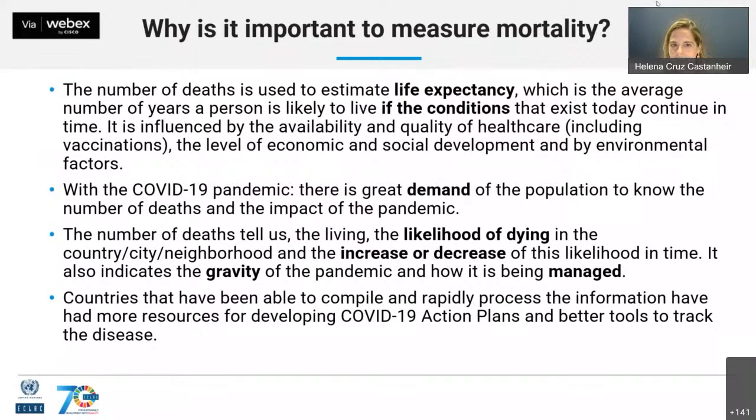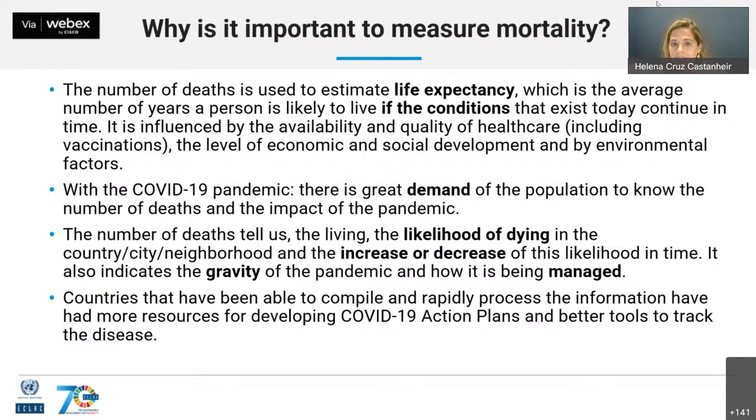Overall, the number of deaths is used to estimate life expectancy, right? Which is the average number of years a person is likely to live if the conditions that exist in the period we are analyzing continue through their lifetime. So this number, the life expectancy, tells us the level across countries. It's telling us the quality of the healthcare in the country, including vaccinations, the level of economic and social development of these countries, and also the environmental factors.